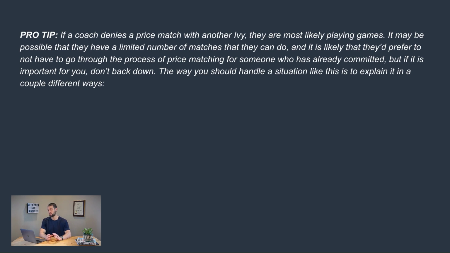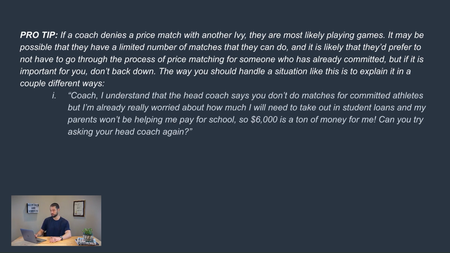The way you should handle this situation is to explain it in a couple of different ways, depending on what situation you're in financially. And here are my recommendations. If you are paying for college, then you can say, Coach, I understand the head coach says you don't do matches for committed athletes, but I'm already really worried about how much I'll need to take out in student loans, and my parents won't be helping me pay for school. So $6,000 over 4 years, that would be $1,500 per year more expensive at Columbia than Brown, is a ton of money for me. Can you try asking the head coach again? So that would be a good way of putting it.